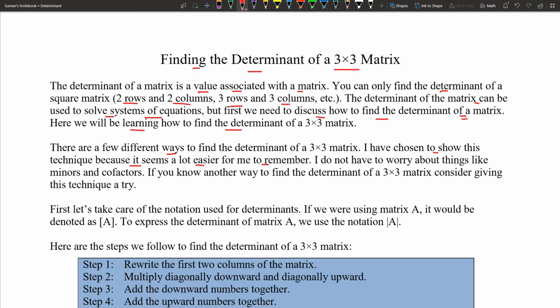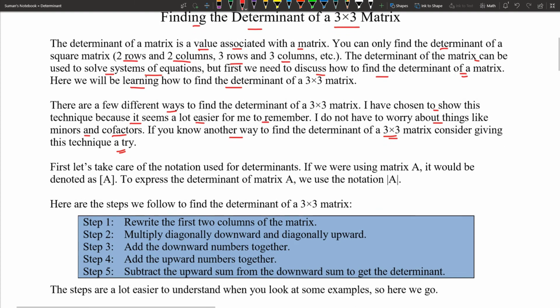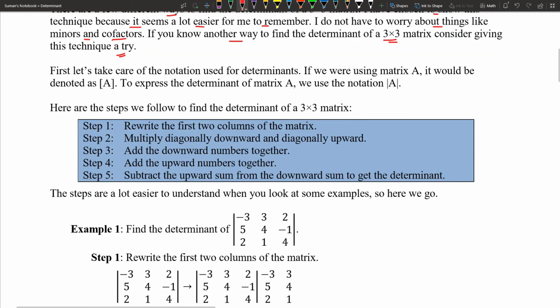I do not have to worry about things like the minors, cofactors, etc. If you know another way to find the determinant of a 3 cross 3 matrix that is based on the minors and the cofactors, consider giving this technique a try. First, let's take care of the notation used for the determinants. If we were using matrix A, it would be denoted by the bracket A or the parenthesis A. To express the determinant of the matrix A, we use the vertical bars notation.